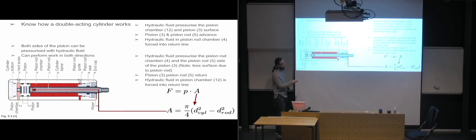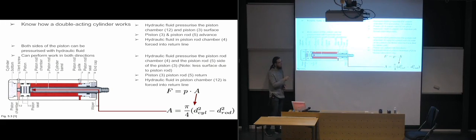So when we're going in from this side, we need to do the full area, but we have to subtract the area of the piston rod, which means that we get less force when we are pulling it backwards. So pushing is going to give us a set amount of force, and pulling is going to give us less force.